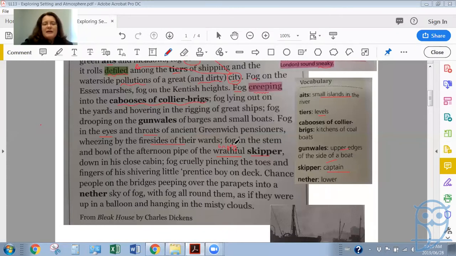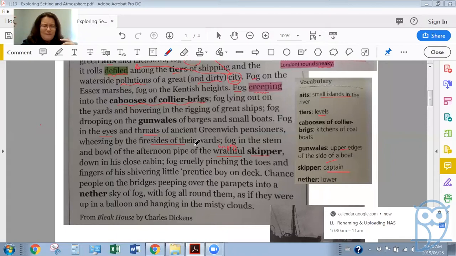That's right. He won't be able to see. So here is fog in the stem of his afternoon pipe. And this fog is down in his closed cabin. His cabin itself is full of fog. Now, is this because of the smoke from his pipe, or has he had the window open, or is it that the fog can creep into the cabin somehow? That's not quite clear. But the point is, he's lost in this fog just like everybody else is. No matter where he tries to hide, the fog gets to him or to everybody.